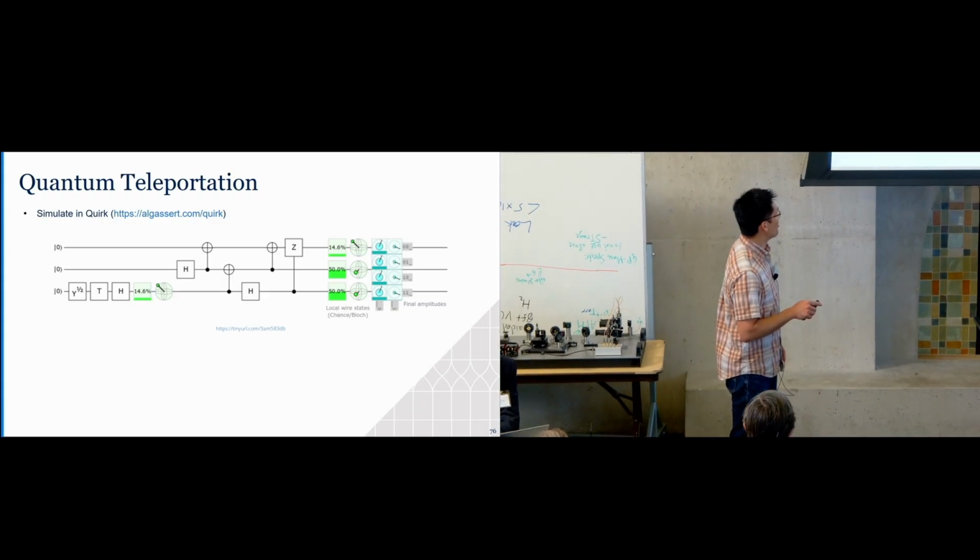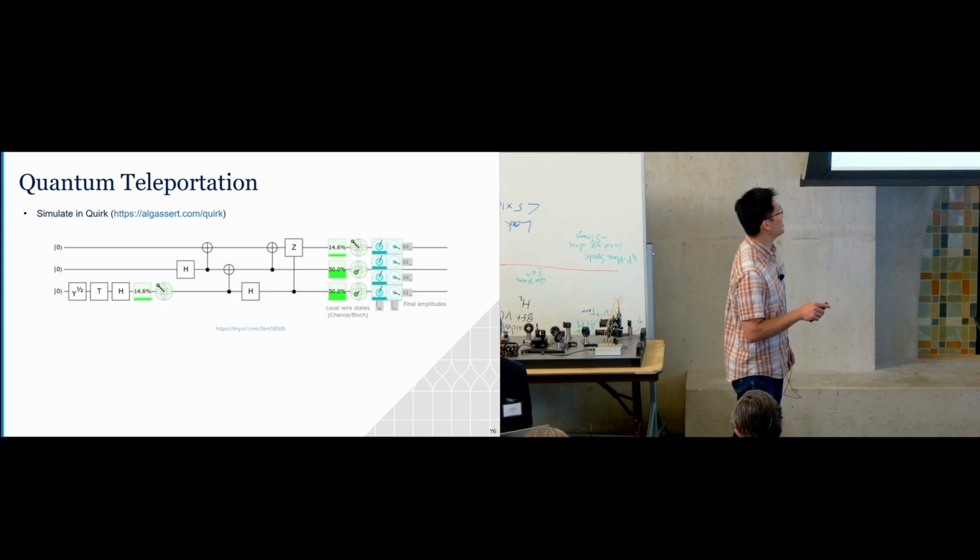And then she's going to apply a Hadamard gate. And then if her right qubit is 1, Bob will apply an X gate or a NOT. And if Alice's left qubit is 1, Bob will apply a Z. And the result of that is that Bob's qubit is now what Alice originally had.